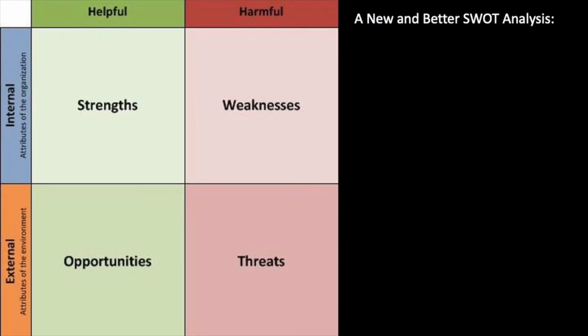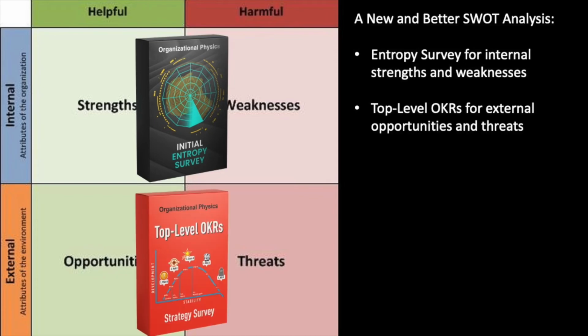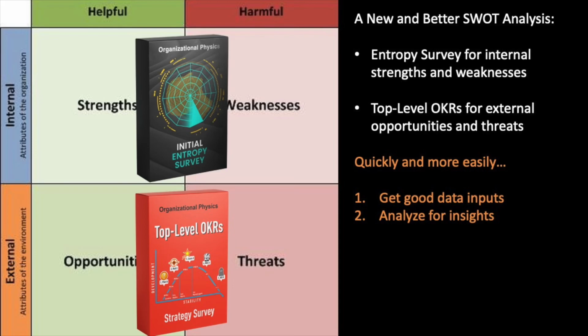So think about this combination of two tools to do a new and better SWOT analysis. For strengths and weaknesses, we have the entropy survey. And for opportunities and threats, we have the top level OKRs strategy survey. Taken together, these two tools allow you to quickly and easily get good data inputs from the team, synthesize and organize them in such a way so that the team gets it, right? They can rally behind the right course of action to drive sustained operational excellence and move the business forward quickly in its lifecycle stage development.